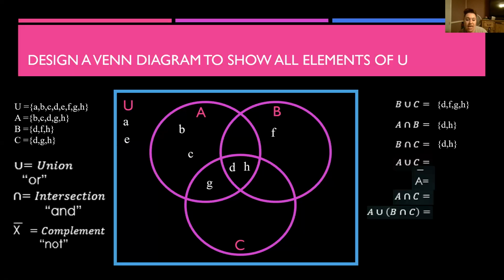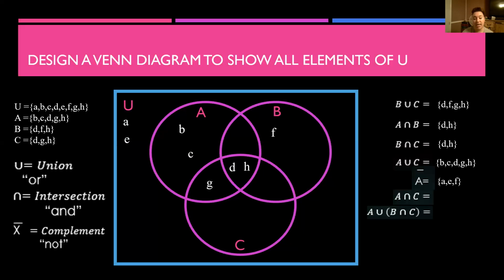Now, A union C, which is A or C. So anything in A or C. So that's going to be b, c, d, h, and g, or d, g, and h. Now what we want is everything not in A, which is a, e, and f.